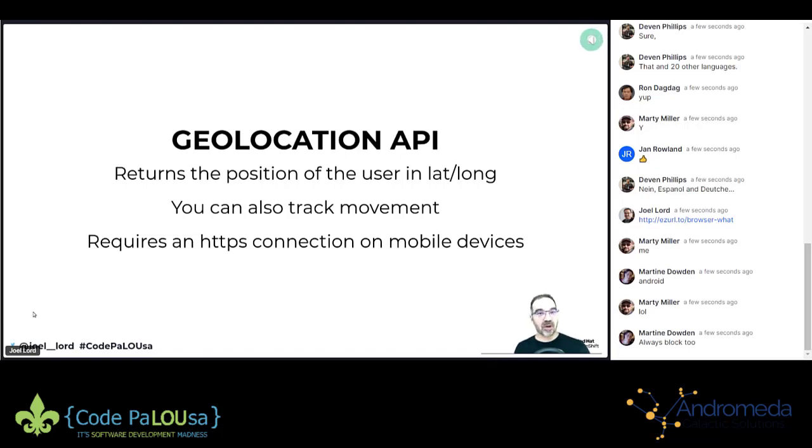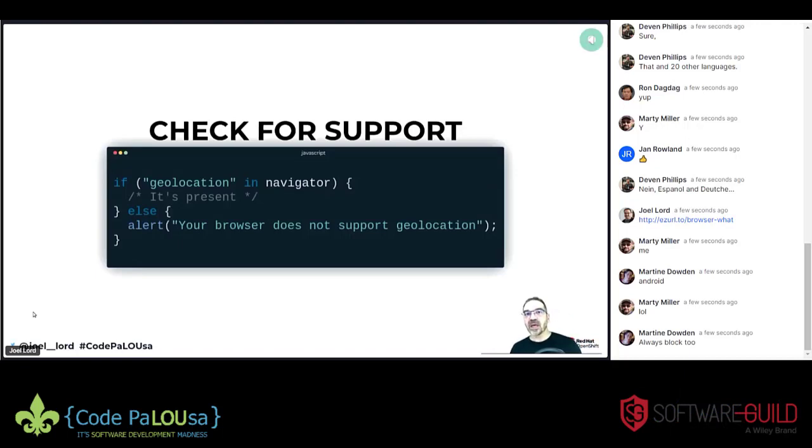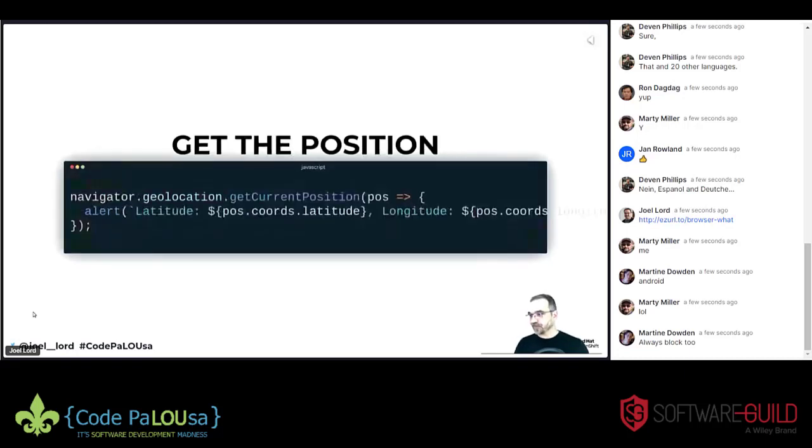When I first started playing with the geolocation, once again, I couldn't get it to work. And my issue was simply that I was running it on localhost and it wasn't HTTPS. So I actually had to use an HTTPS connection in order to be able to test it out. So in order to check for support, you can check if geolocation is part of navigator. Navigator is your global object. If it's present, then you can actually use it. If not, well, you can either ignore it or just send a message to your users.